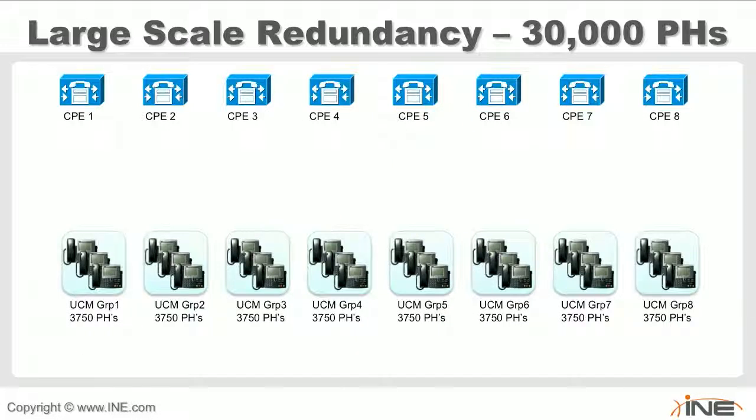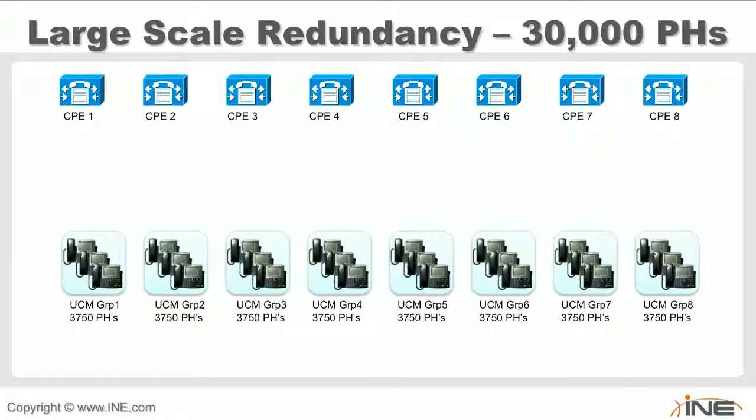Now here's another way of looking at redundancy, and in this particular model, I have 8 separate groups and 8 call processing nodes or call processing engines. And in this way, I have divided the load up a little bit more uniformly between my call processing nodes. So what I have is 3,750 phones per group. So now I can have twice as many groups.